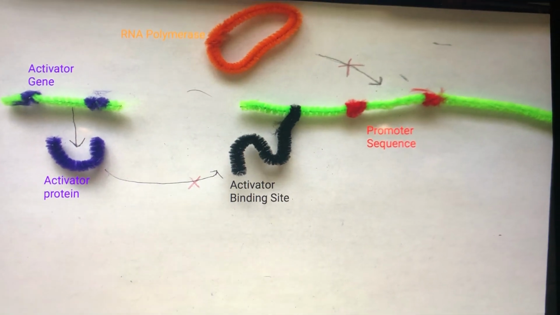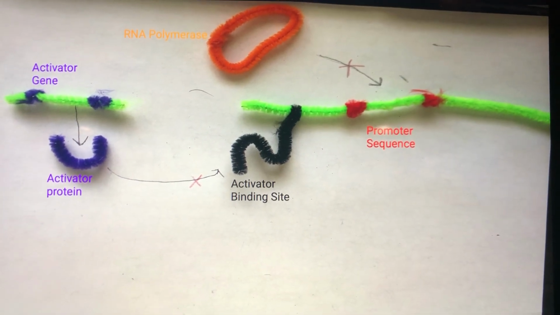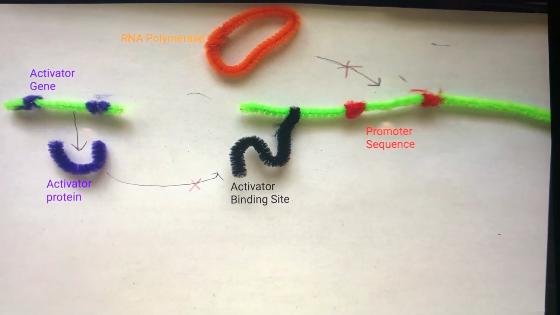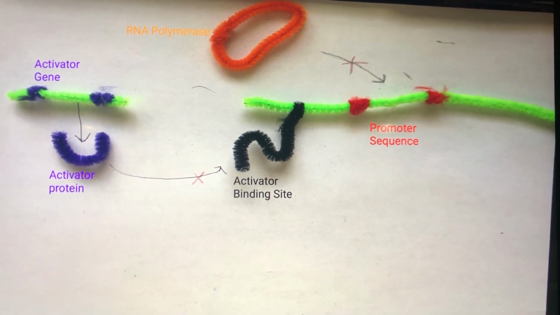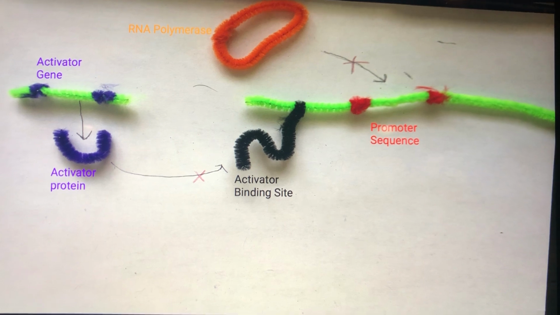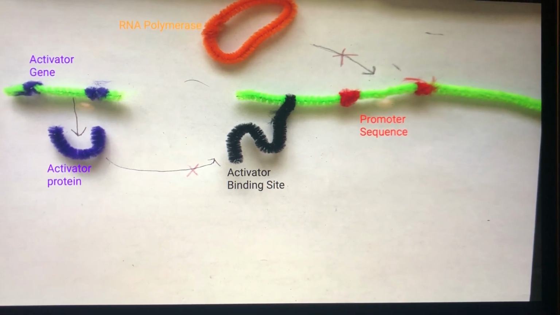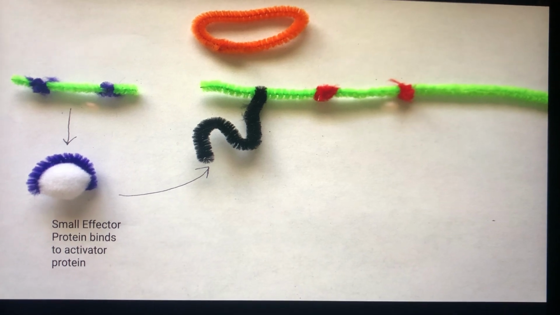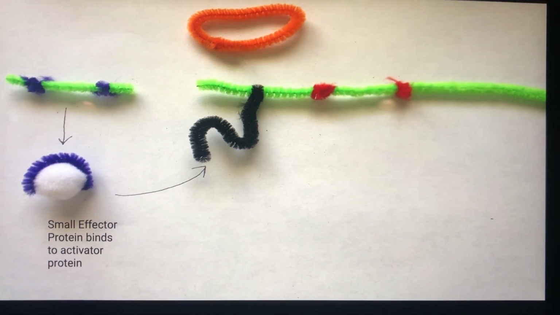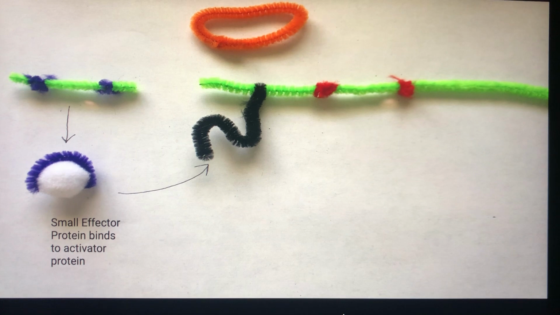To illustrate the process of regulation, I'll first show an operon in normal conditions, where an activator protein is produced by the activator gene in its conformationally inactive form. When a small effector molecule is present, it binds to the activator protein. Once it binds, it causes a conformational change of the shape of the activator protein.